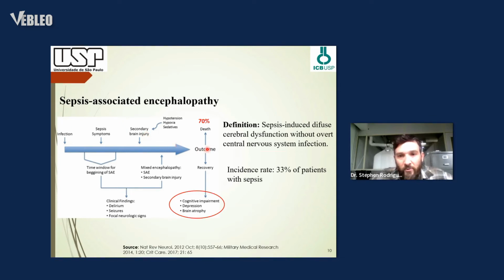As a result, in 70% of people, they die. For those that don't die, what is observed after they leave the hospital is cognitive impairment, depression, and brain atrophy. From 1 year to 6 years after they leave the hospital or the health place, these impairments are usually observed in 33% of the patients.